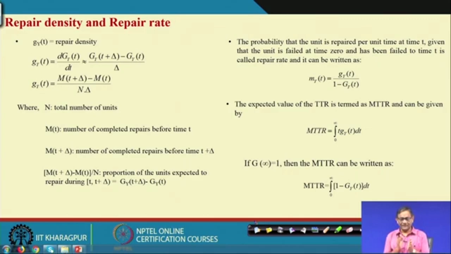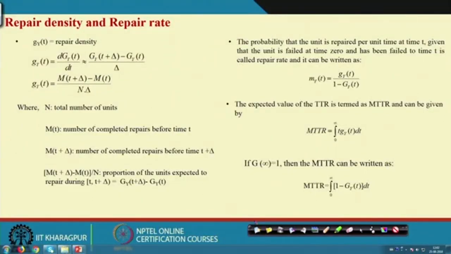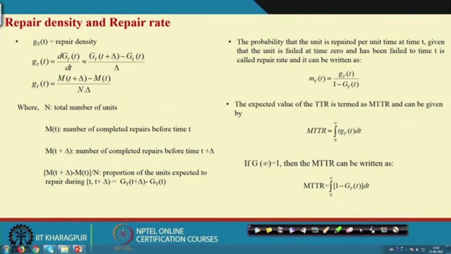Repair process means a component has failed and you start repairing it. Time to repair is a random variable, a positive quantity, which follows a certain distribution, and we have tried to find all those distributions. First the repair distribution, meaning the component will be repaired within time t. Then the repair density, then the repair rate, and finally the performance measure in terms of mean time to repair. I hope you have understood all this, because it is similar to the failure distribution. Let us now see one small example of how we make all those distributions.